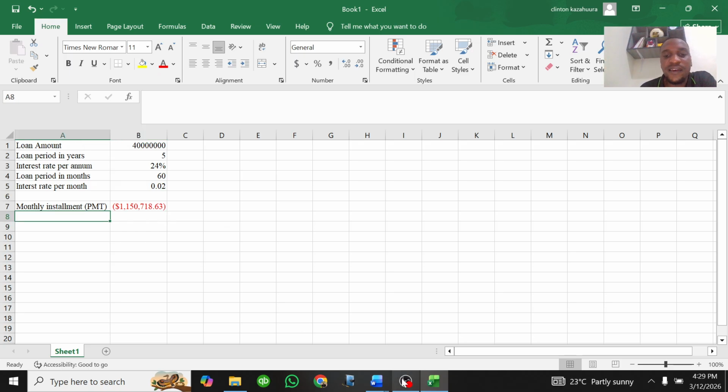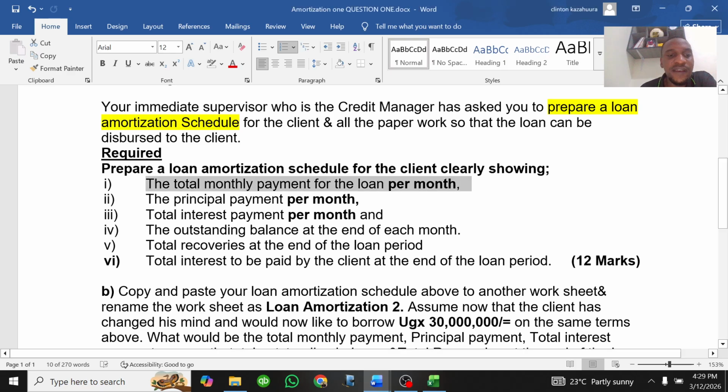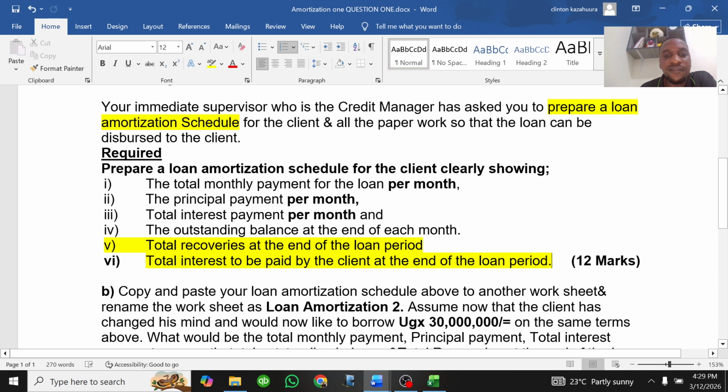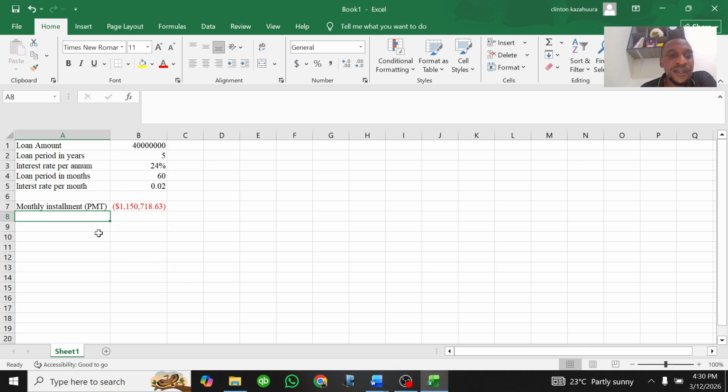Now the next thing is, I'm going to answer these two in just a single click. One is, let me check, total recoveries at the end of the period, then total interest to be paid at the end of the period. So I'm going to determine total recoveries. Total recoveries, they mean how much they are going to recover at the end of the period.